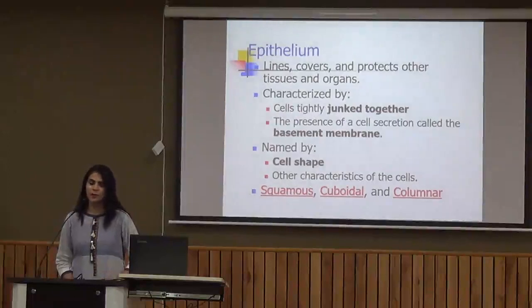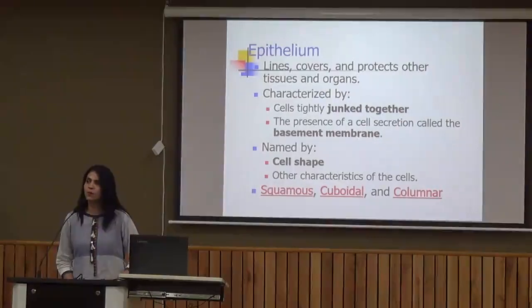Now first of all, we are going to talk about the first kind of animal tissue, that is epithelium tissue. As the term indicates, this particular tissue lines, covers and protects other tissue and organs. The cells are tightly packed, and we are going to name the different types of cells on the basis of what kind of shape they have, what other characteristics they have, and what their function is or where they are located.